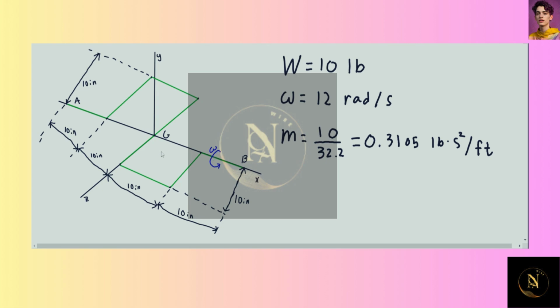We have this system here that rotates with an angular velocity in the counterclockwise direction, and we're asked to find what the angular momentum is about the point G, and also find what the angle is between the angular momentum and the axis from A to B.